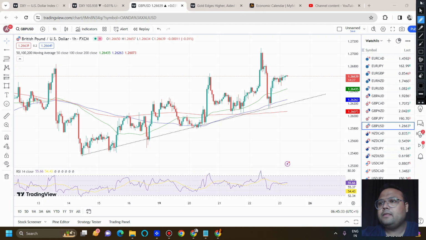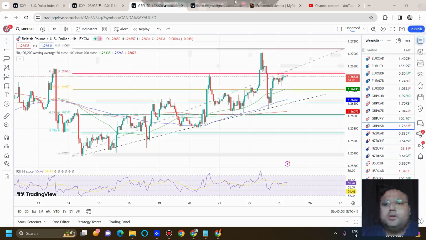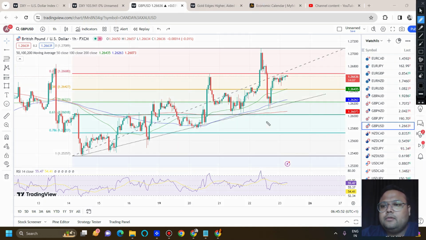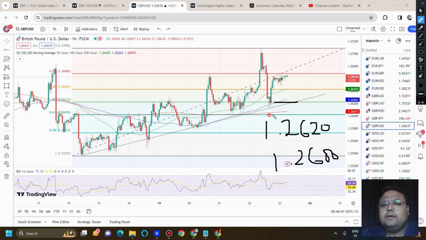So here you can look for a buy around 1.2620 to 1.2600. Around this area you can look for a buy if you see the market is coming down. Try not to sell at the previous resistance, because we can clearly see the market is not respecting the previous resistance.